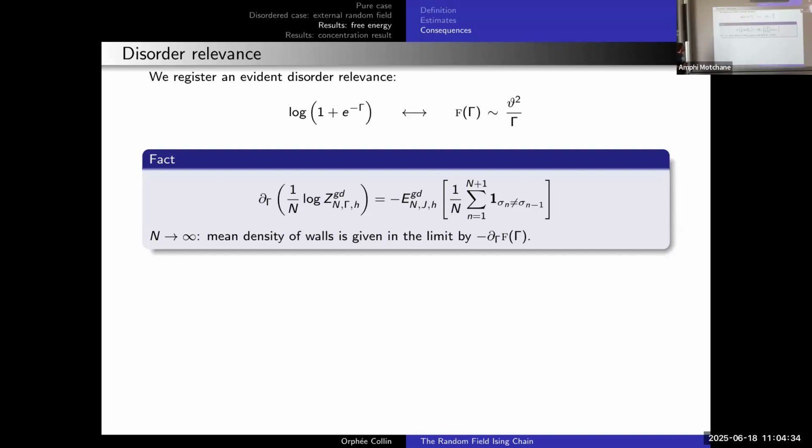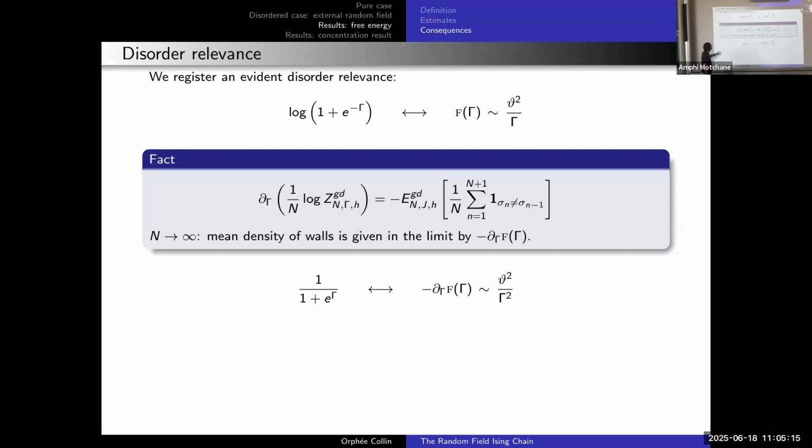If you derive the log of the partition function with respect to parameter gamma, you're going to recover the expectation under the Gibbs measure of the term in the Hamiltonian which gamma appears in front of. And so if you take n to infinity, and using some convexity, you obtain that the mean density of walls is given by the derivative of the free energy with respect to gamma.